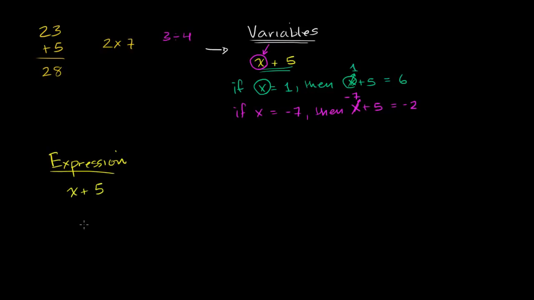Another expression could be something like, I don't know, y plus z. Now everything is a variable. If y is 1 and z is 2, it's going to be 1 plus 2. If y is 0 and z is -1, it's going to be 0 plus -1. These can all be evaluated, and they'll essentially give you a value depending on the values of each of these variables that make up the expression.